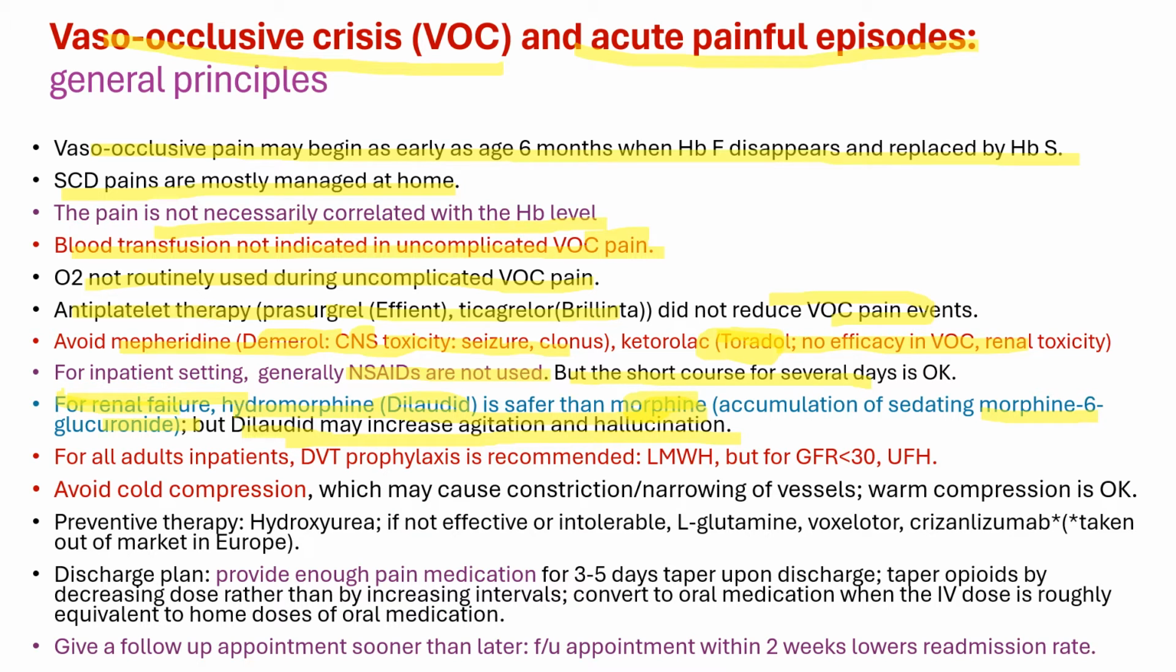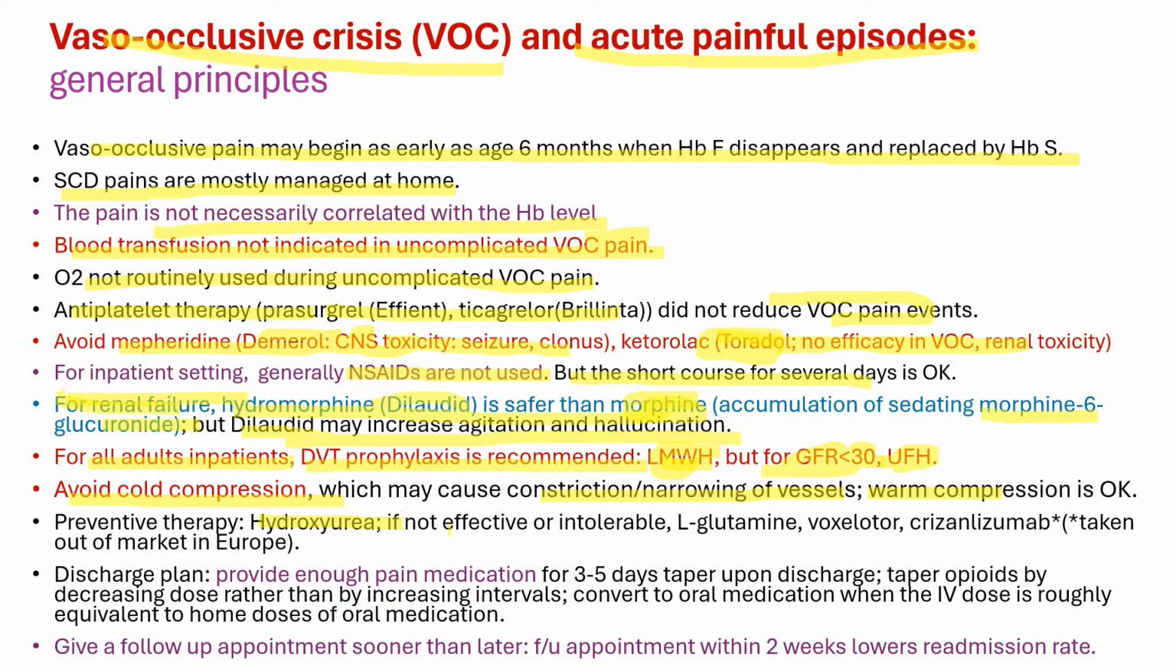For all adult inpatients, deep vein thrombosis, venous thromboembolism prophylaxis is recommended. Use low molecular weight heparin, but when the kidney function is not good, GFR less than 30, use unfractionated heparin, because low molecular weight heparin is not indicated for renal failure patients. And avoid cold compression, which may cause constriction and narrowing of the vessels. Warm compression is okay. As a preventive therapy, we use hydroxyurea.